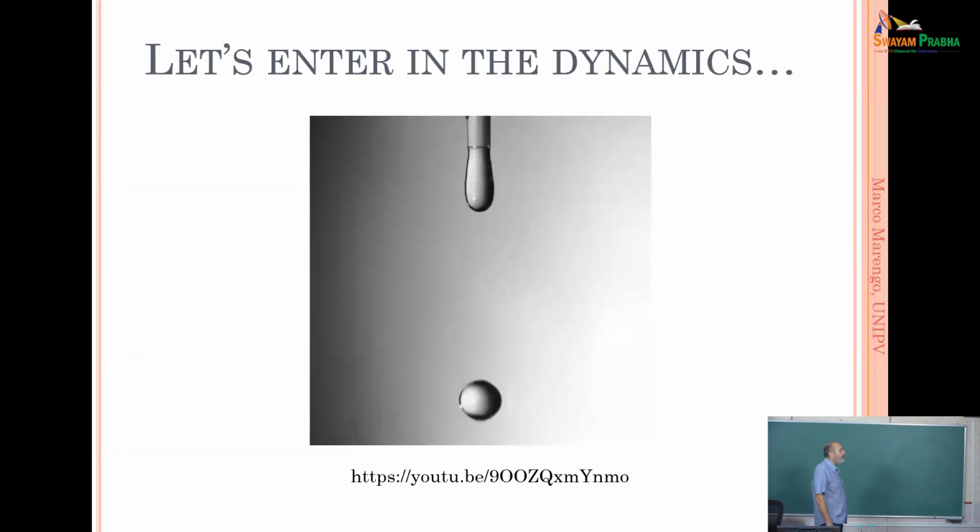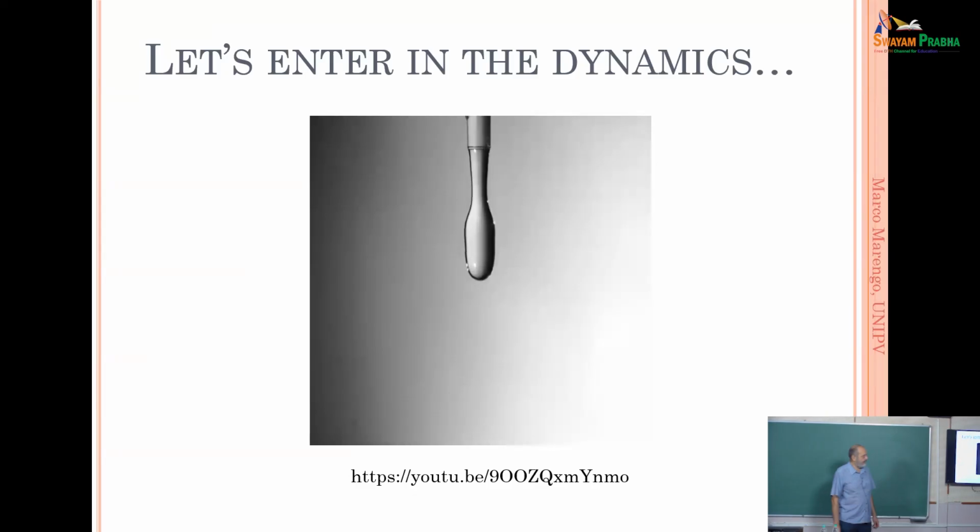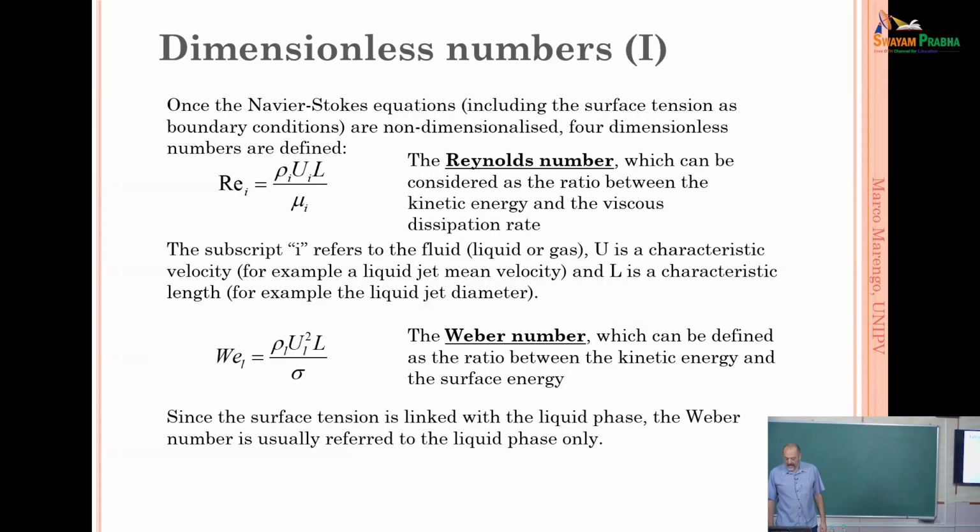So, let's enter now in the dynamics. We would like to understand how to deal with, let's say, the motion of a bulk with an interface. So you have a flow, but there is a free interface. So of course, with respect to the equation that I showed you in the second day about the Navier-Stokes equation and so on, we need to add now the effect of the surface tension.